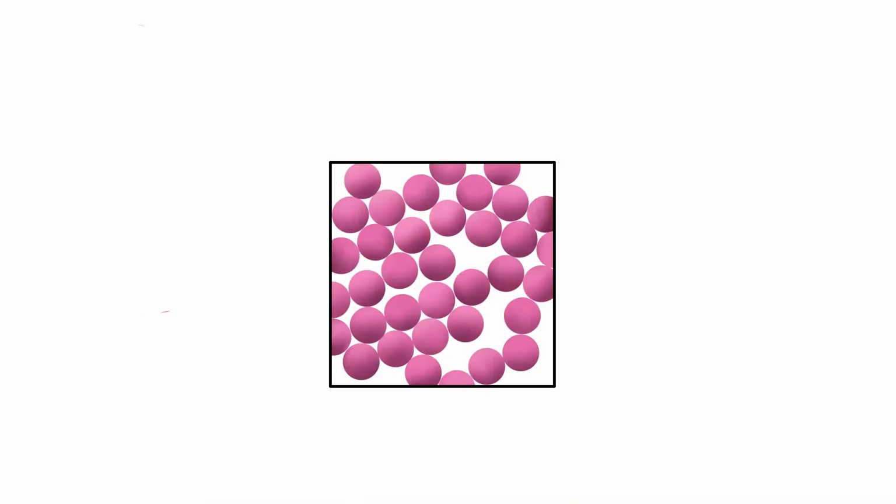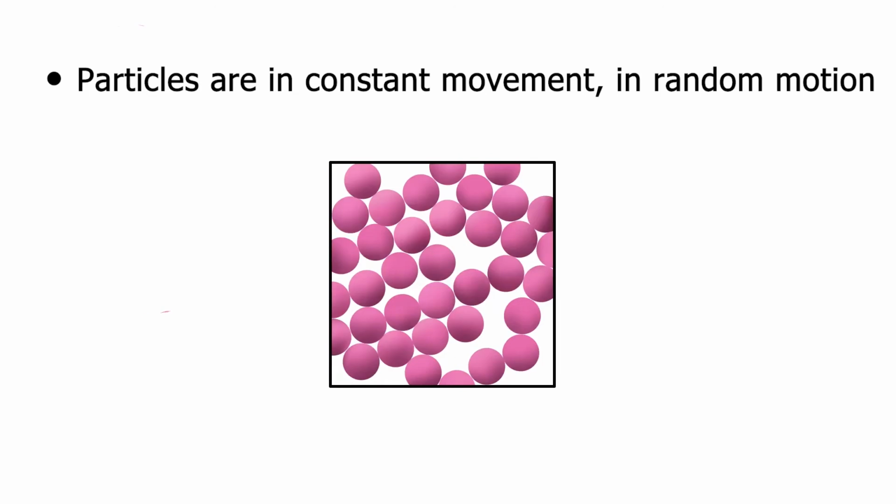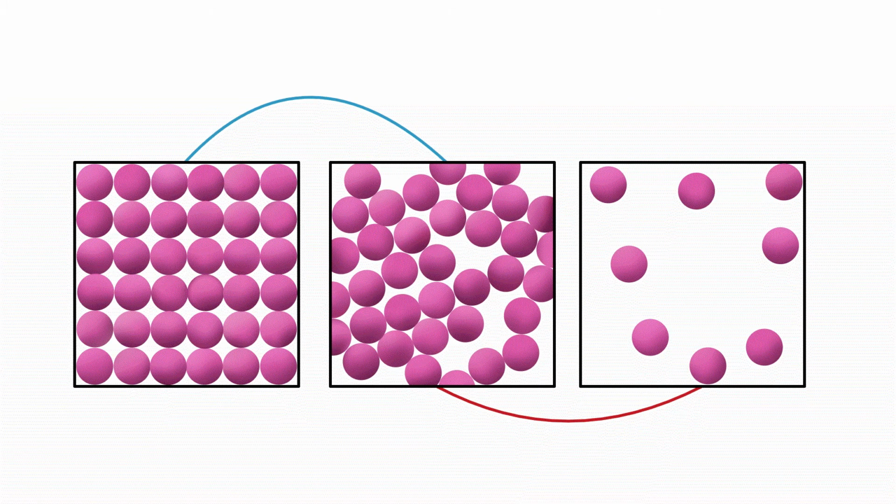The particles in a liquid are in constant movement, and they move with random motion. As the liquid gets hotter, the particles have more energy, and so they move faster. And if you heat a liquid high enough, it will become a gas, and this process is called boiling. However, when you cool a liquid so low, it becomes a solid, and this process is called freezing.